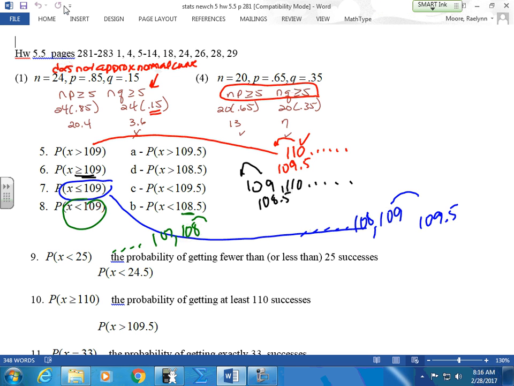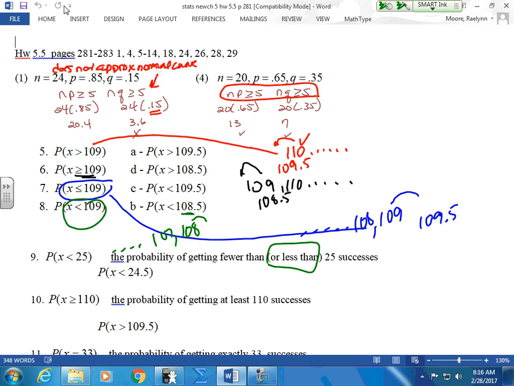Okay, number 9. I think you had to match these up to the words, right? Did you match these up to the words or no? What did number 9 say? Okay, so in words, I said I want less than 25. You could say less than 25 successes. You could say fewer than 25. Less than is probably your norm.